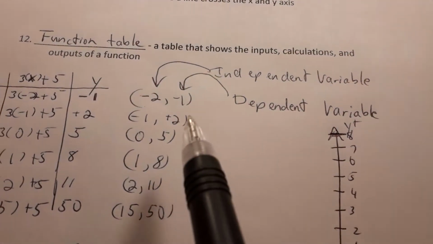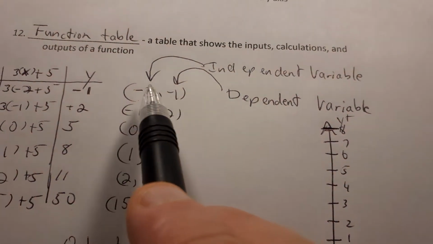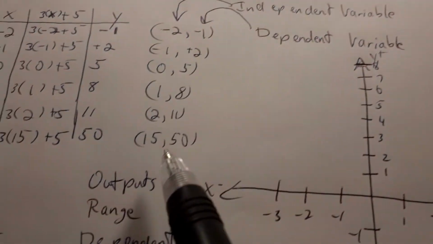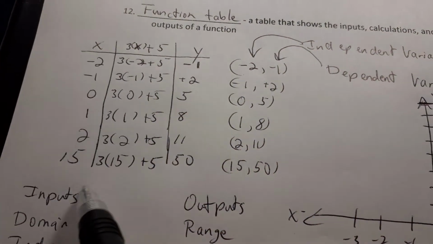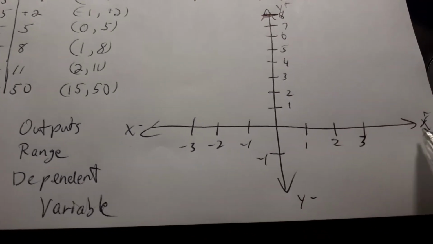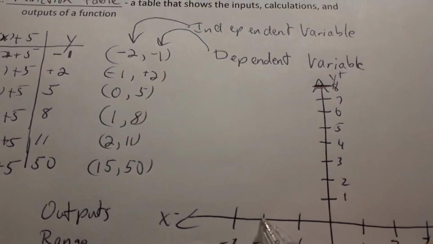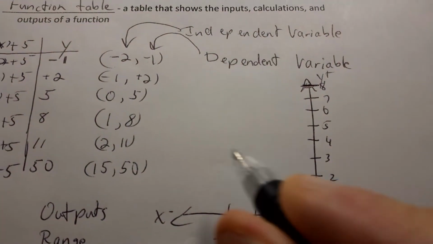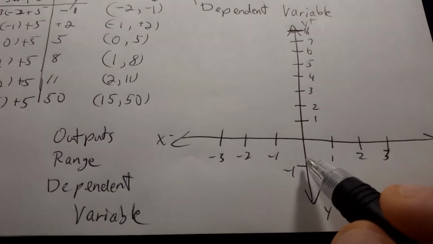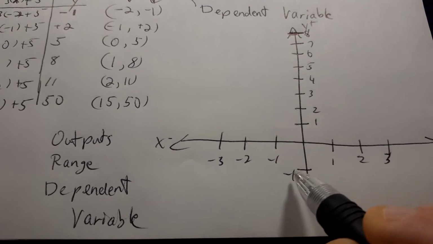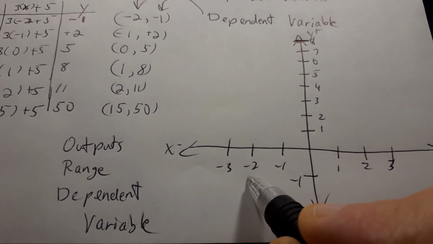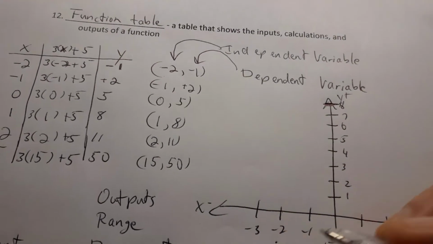So our first point, -2, 1. Remember that x is the independent variable. It represents the x values. This is our x number line. So we're going to go over to -2, start there, and we want to go to -1. -1 is here. So the place where these two meet is about right there.